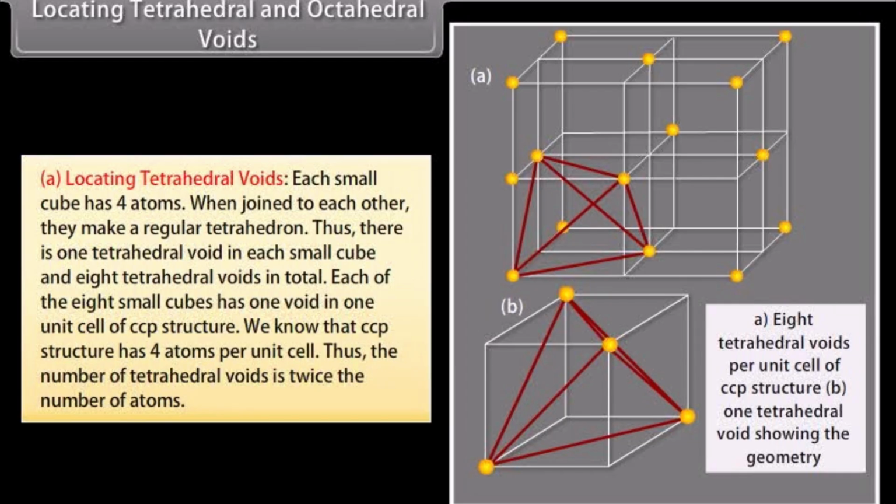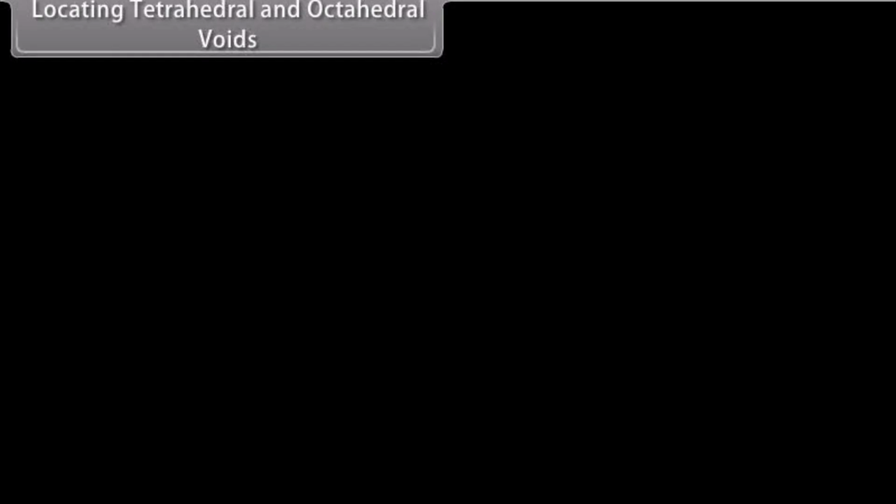Each of the 8 small cubes has 1 void in 1 unit cell of CCP structure. We know that CCP structure has 4 atoms per unit cell. Thus, the number of tetrahedral voids is twice the number of atoms.